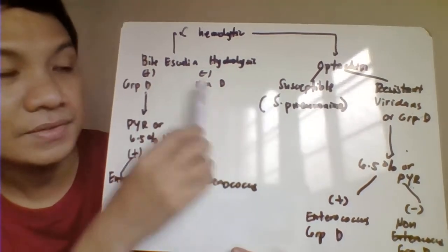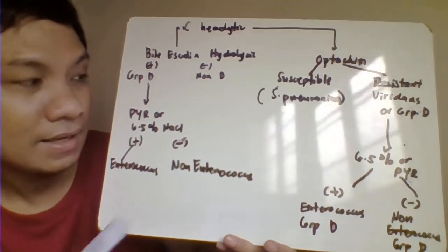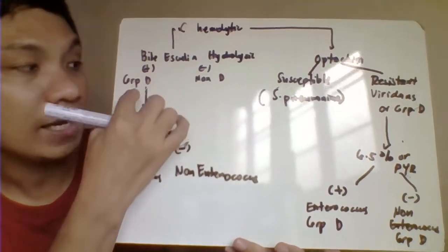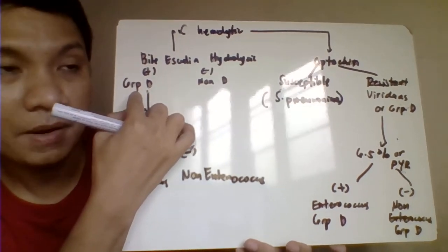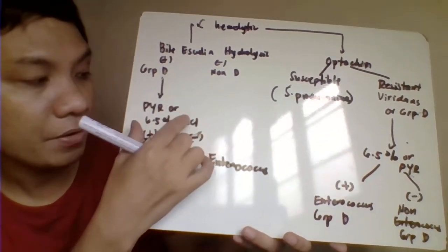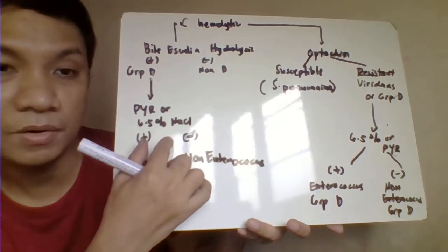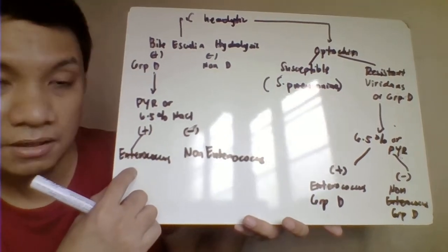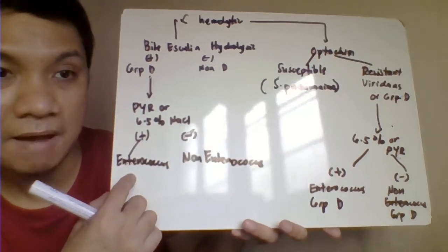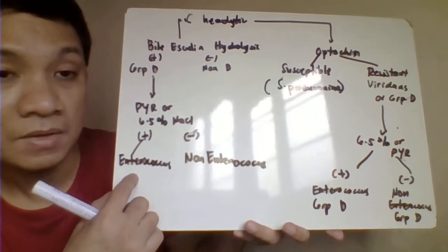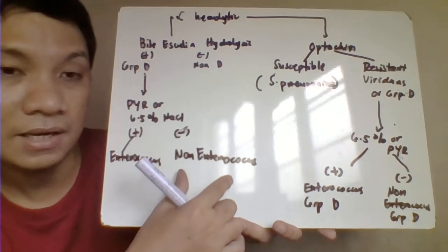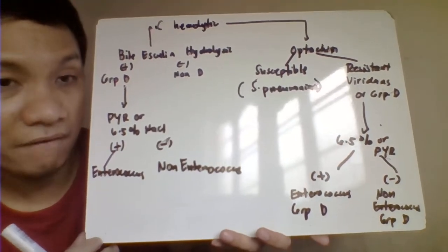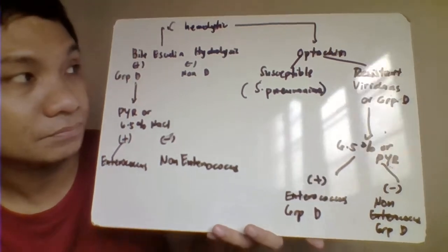If it's negative, then you rule out group D. But then again, your group D is made up of Enterococcus and non-Enterococcus. To differentiate the two, perform your 6.5% sodium chloride tolerance test. If it grows here, that's your Enterococcus, your Strep faecalis or Strep faecium. If it doesn't grow, that's your non-Enterococcus group D. That would identify your Strep bovis, non-Enterococcus group D.